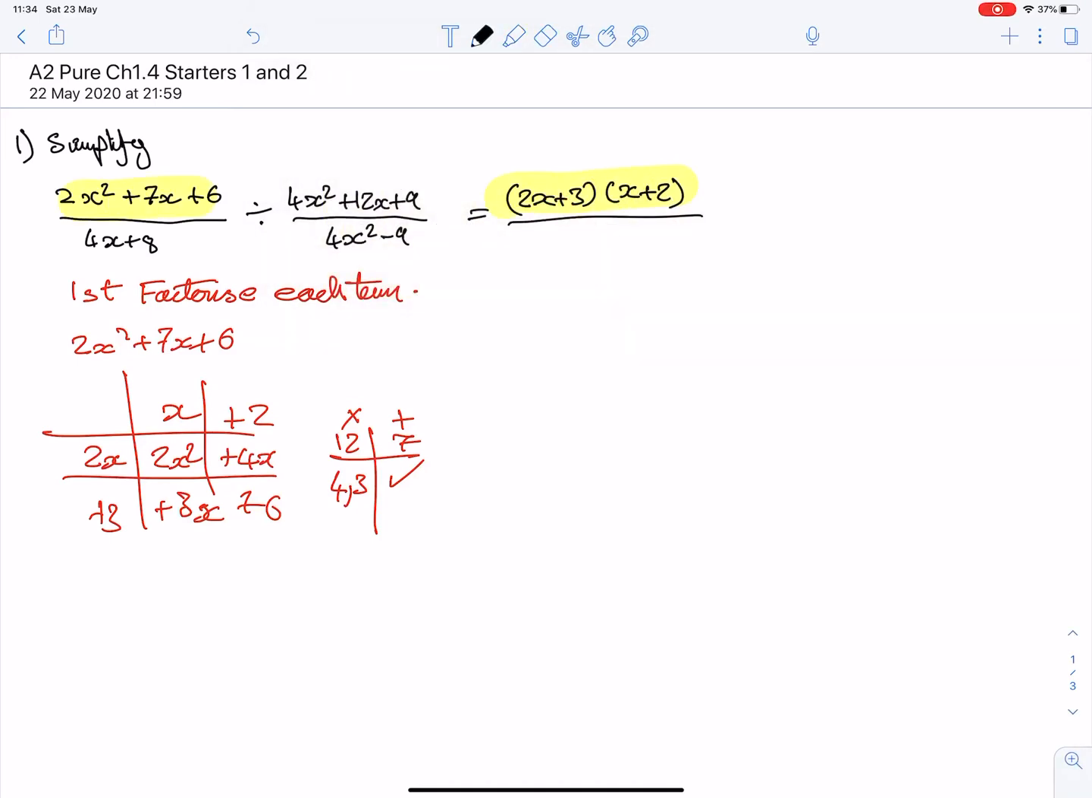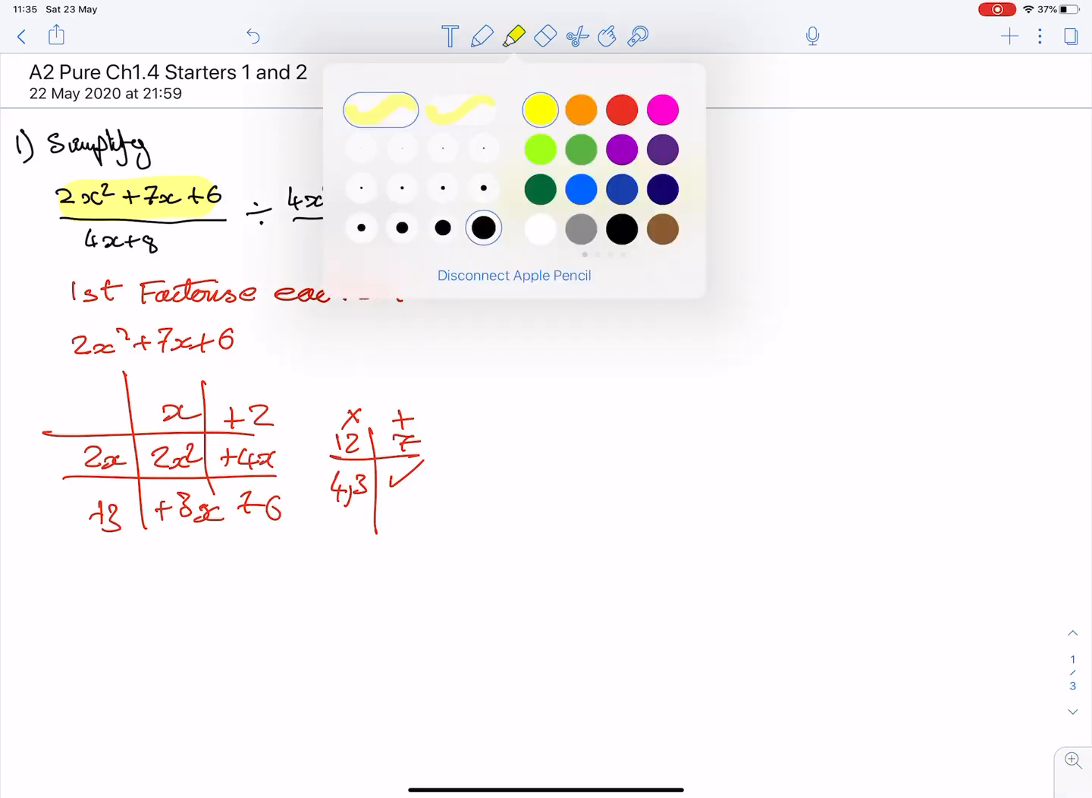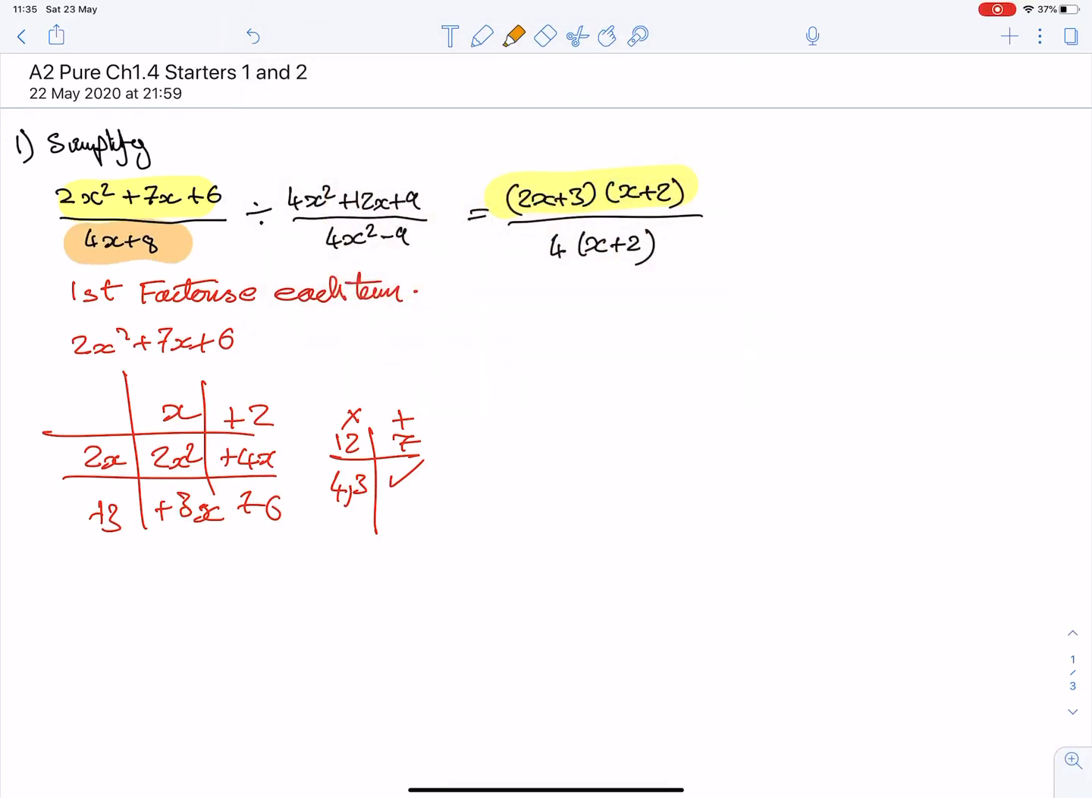We can factorise the denominator of that fraction, take out 4 to leave x plus 2. Well, that was quite nice because we can already see a factor there that will cancel. So that factorised to become that. And then we're going to divide by. And we've got to factorise 4x squared plus 12x plus 9.